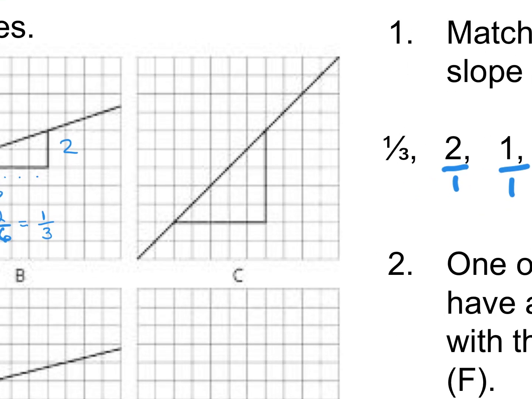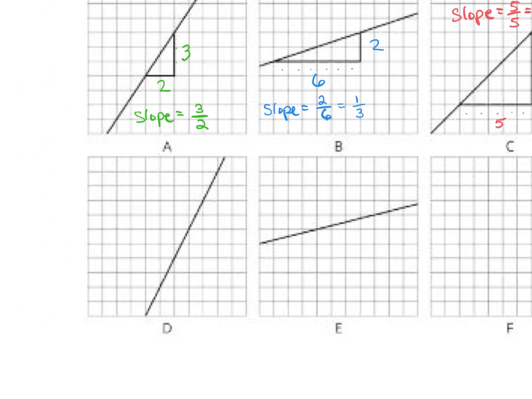C, my vertical is 1, 2, 3, 4, 5. 1, 2, 3, 4, 5. So my slope is 5 over 5. Is this a skinny or fat fraction? That is a fat fraction. And it reduces to 1, or 1 over 1. Now let's look at D.